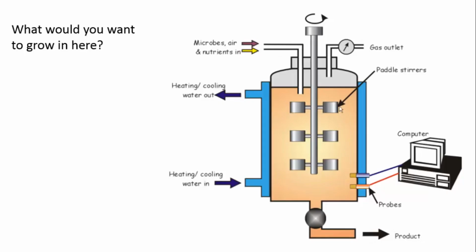This in here is the medium of the fermenter, and in here you will have microbes, you will have nutrients in, and you'll have air going in. In particular, you'll need O2 going in most cases. The microbes that go in here are going to be ones that you consider particularly valuable. You want to grow lots of them.